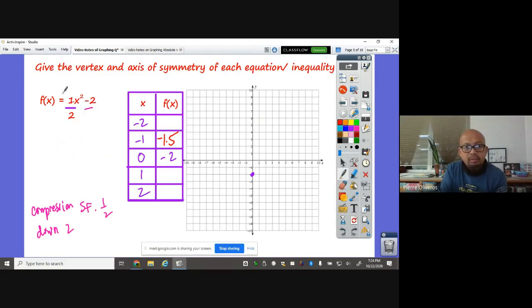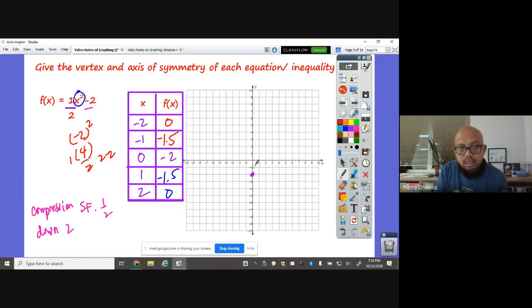Or if you plug in negative 2 here, negative 2 squared is 4. 4 times 1/2 is going to be 2. 2 minus 2 is 0. And to save us some time, this will be negative 1.5 and 0. And I would like you to double check the 1 and 2 on the x value there, okay? Because again, they're not always going to be the same, so double check.